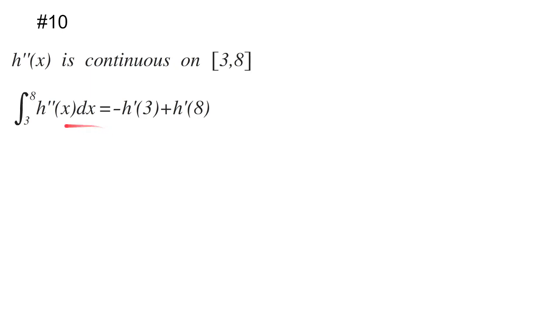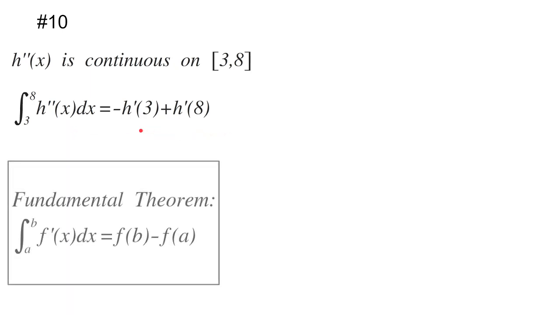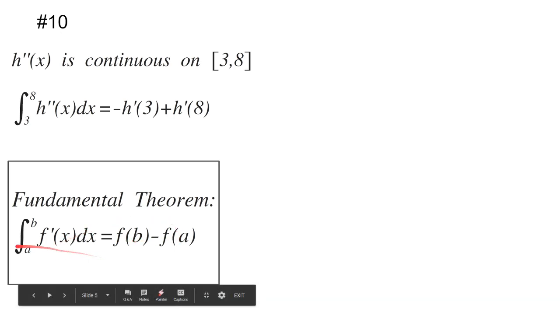This is basically just a statement of the fundamental theorem of calculus. And if we want to look at that, this is what the fundamental theorem of calculus states: that the integral from a to b of f prime of x dx equals f of b minus f of a. So we're going to see if this fundamental theorem applies to the equation that we were given.